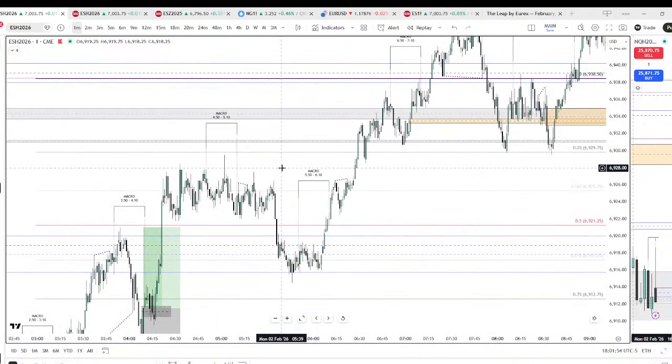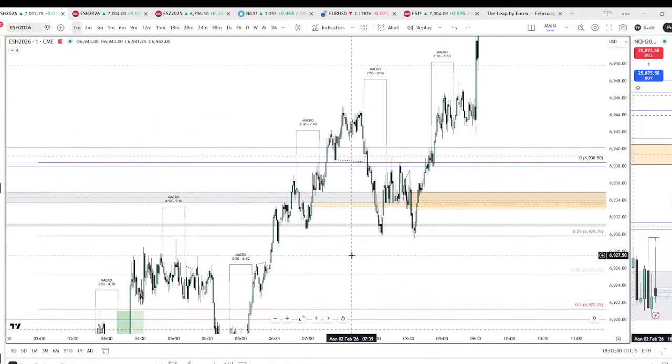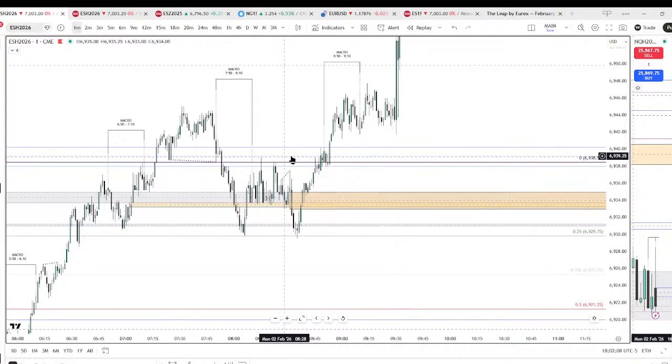We don't really trade the 5 a.m. Still looking higher. Okay, 7 to 8. Our trade would be lower here. So we see there's weakness.